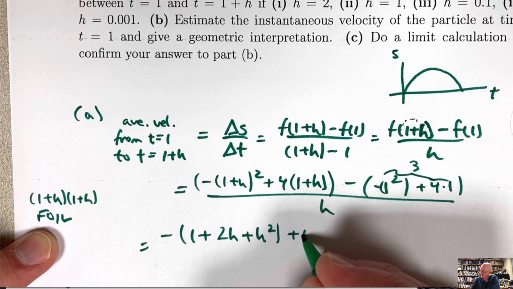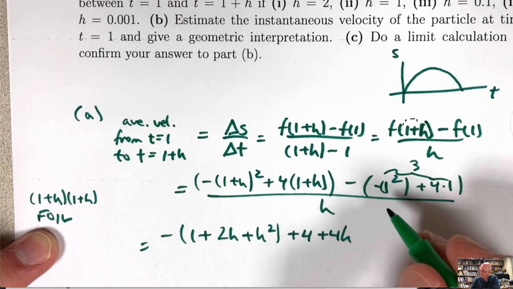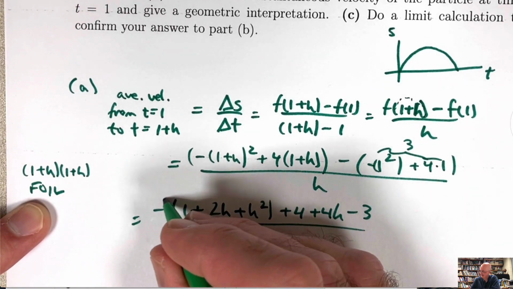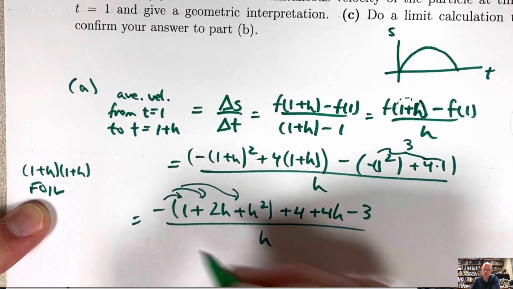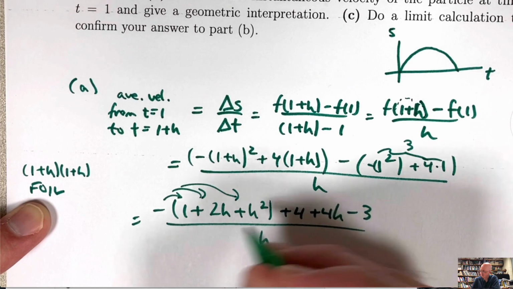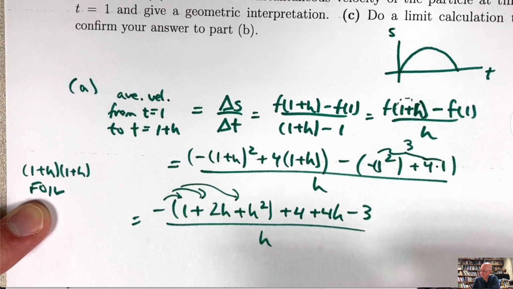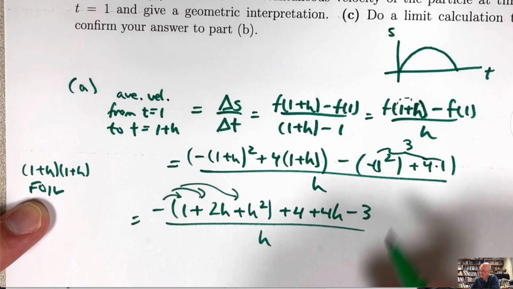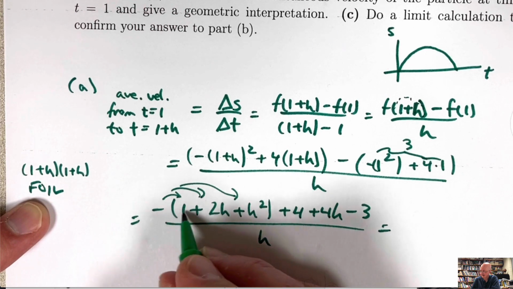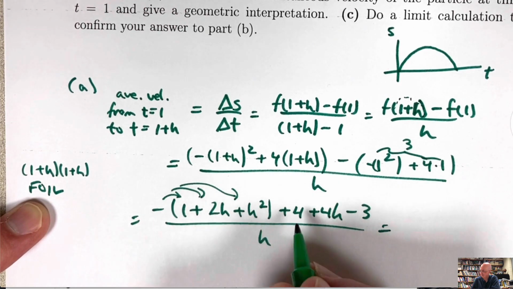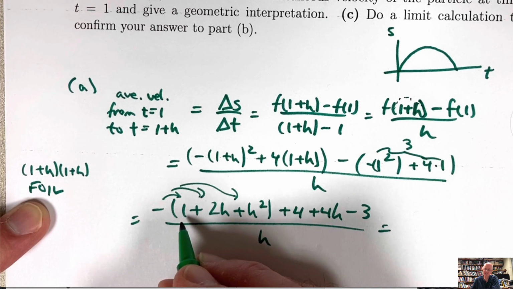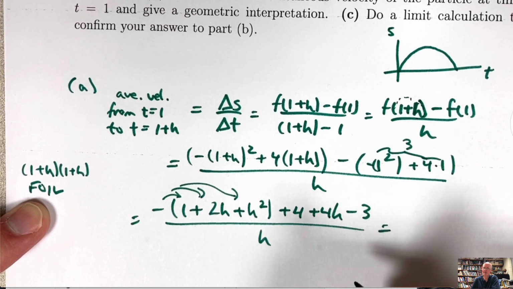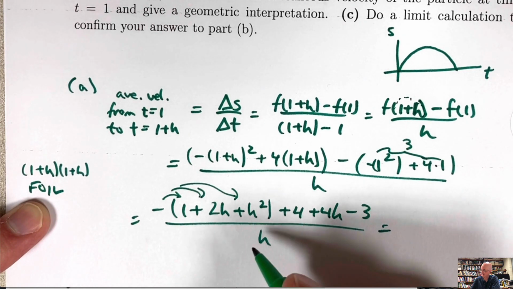Distribute the 4 through here. I get plus 4h. Then I'm subtracting 3. Distribute this minus sign through. Effectively, I'm multiplying all those terms by negative 1. 4 plus negative 1, or 4 minus 1, is 3, but 3 minus 3 is 0. Any term that doesn't involve an h goes away. Say that again. This negative becomes a negative 1 there. 4 plus negative 1, which is the same as 4 minus 1, is 3. Positive 3 minus 3 is 0. The constant terms cancel. What you're left with are terms that involve h.